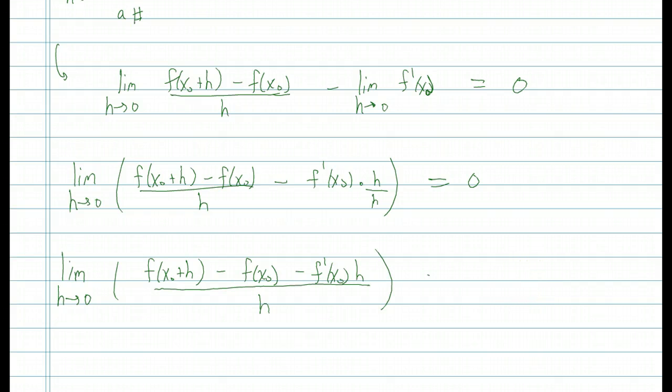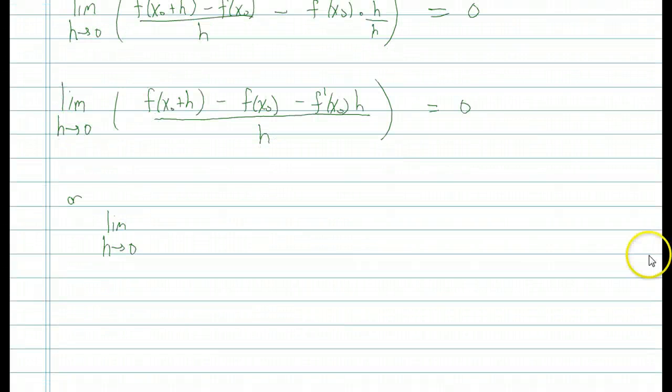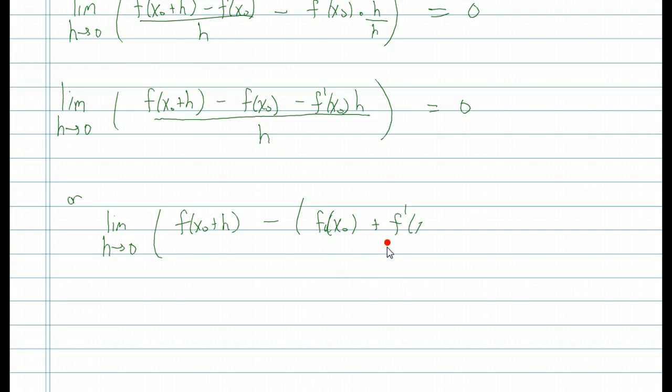Now, rewriting this one more time, we're going to factor out the negative from these two terms. I'm going to rewrite that as the limit as h approaches 0 of f of x sub 0 plus h minus the quantity f of x sub 0 plus f prime of x sub 0 times h, and that's all divided by h. And that limit has to be 0.